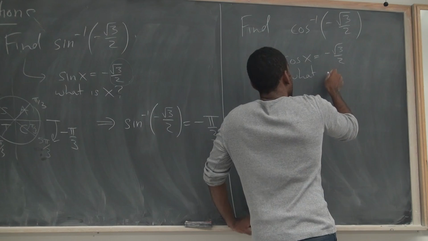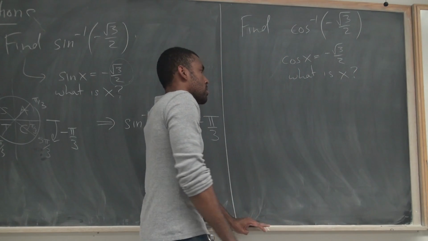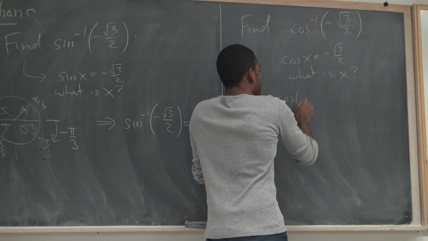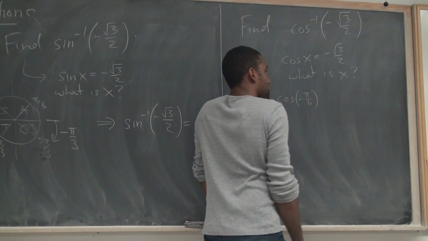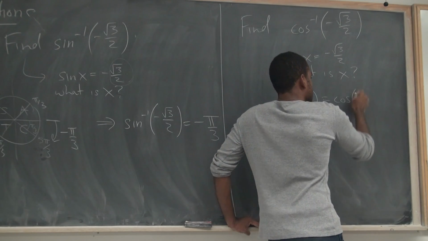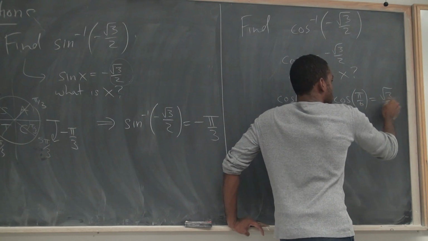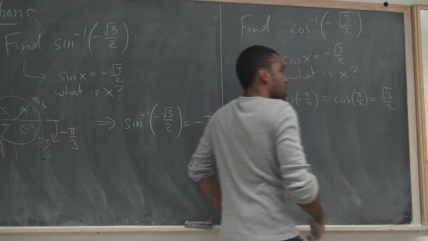You're going back to the original angle. Is it negative pi over 6? 5 pi over 6? What's cosine of negative pi over 6? It's this, exactly, cosine is even. This is exactly the same as positive pi over 6, which is positive radical 3 over 2. So that's not right. It cannot be negative pi over 6.